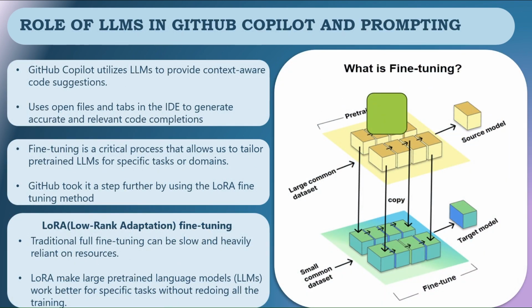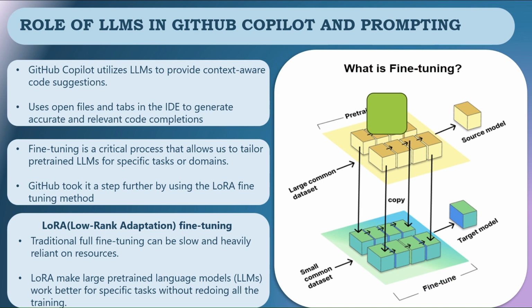Now let's explore the role of LLMs in GitHub Copilot and prompting. So GitHub Copilot utilizes LLMs to provide context-aware code suggestions. The LLMs consider not just the current file but also other open files and tabs in the IDE to generate accurate and relevant code completions. This dynamic approach ensures tailored suggestions, improving your productivity.